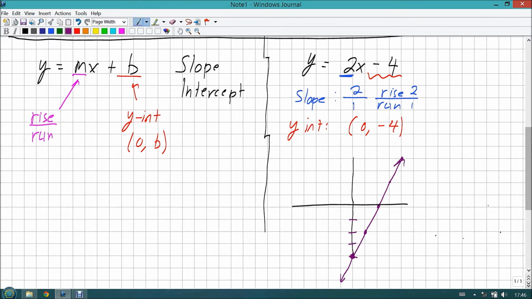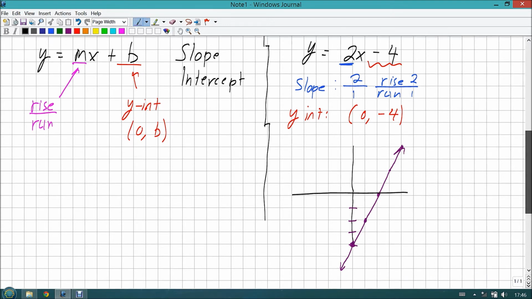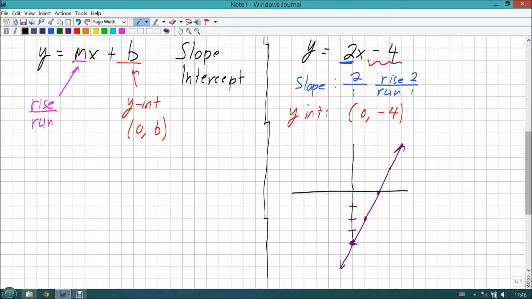It's pretty easy to do. You find your y-intercept, you graph your y-intercept, and then from there you use the slope to tell where you are going. So it's kind of like a GPS. With a GPS, you have to know where you're starting. Well, that would be your y-intercept. And then you need to know your directions to where to go.